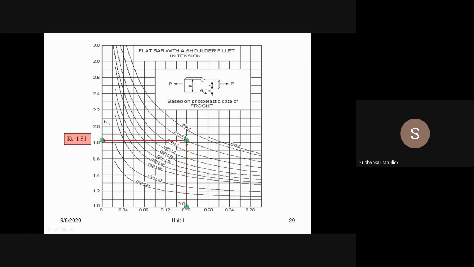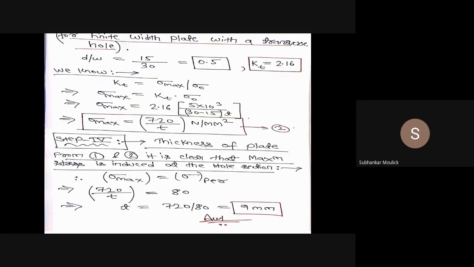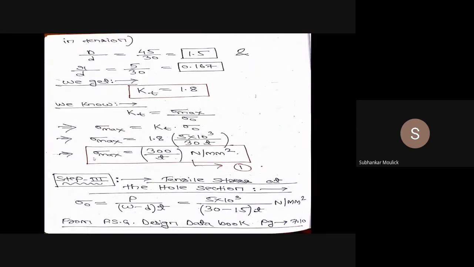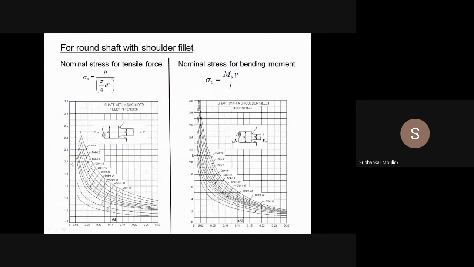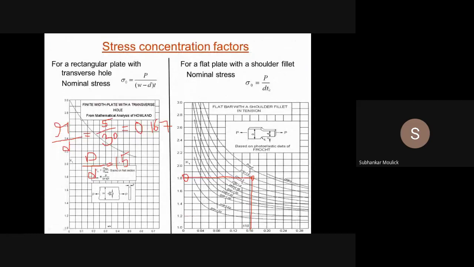For someone, it can be 1.81. For someone, it can be 1.82. Fine. So I got the value of kt, that is kt equal to 1.8. If I got the value of kt, I know that stress concentration factor kt is sigma max by sigma nominal. So sigma max will be kt into sigma nominal. And I also know that sigma nominal is p divided by d into t.